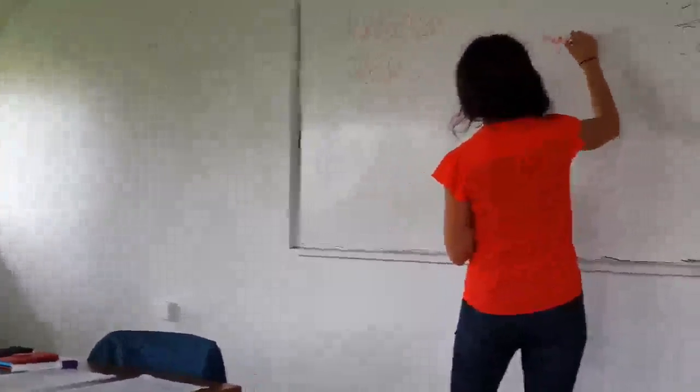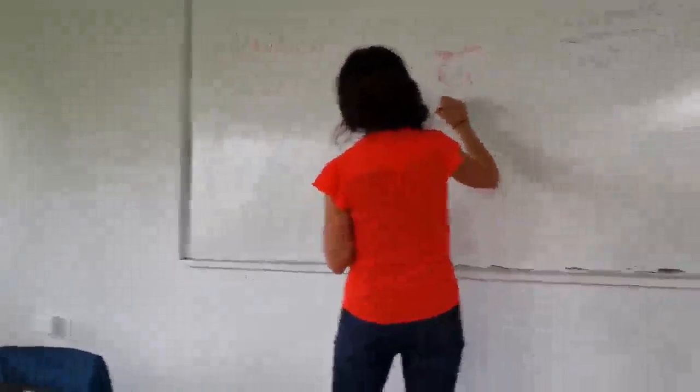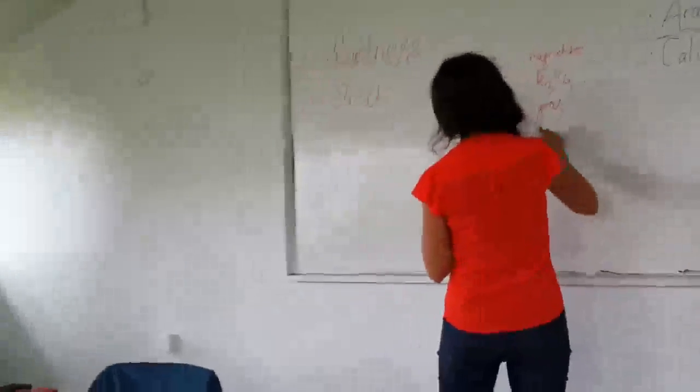Magnetite is Fe3O4. It's quite often grey. But this will always have a black streak or a grey streak. And this will always have a red streak.